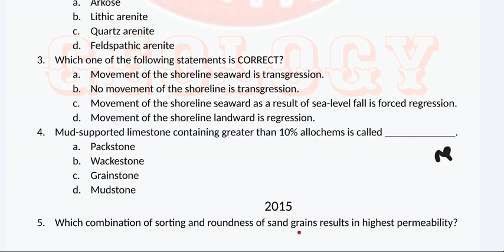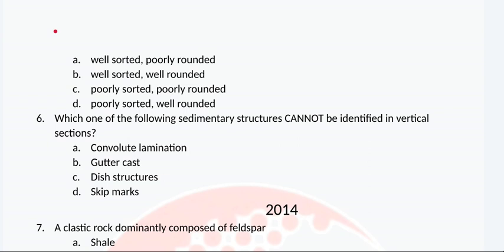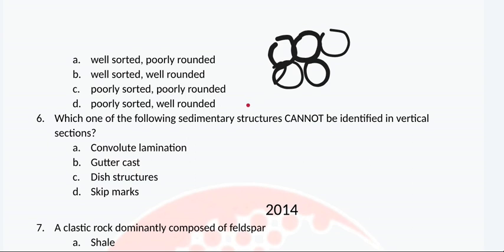Which combination of sorting and roundness of sand grain result in highest? Well sorted, poorly rounded, well sorted, well rounded, poorly sorted, poorly rounded. So if a rock is well sorted and well rounded, it can produce more pore spaces. It will produce more spaces than a poorly sorted rock or angular rock.